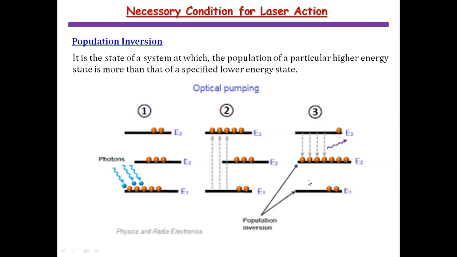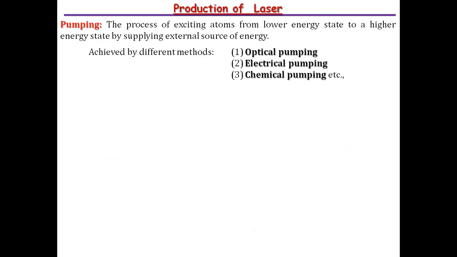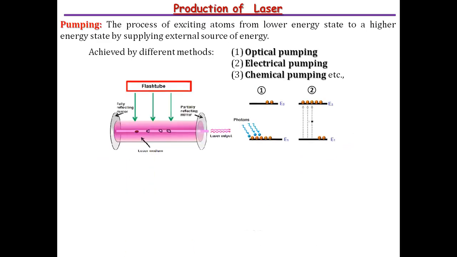Let us move forward. Pumping, or excitation of atoms, can be achieved using the optical pumping method, electrical pumping method, and chemical pumping method. Here you can see this diagram shows the optical pumping phenomenon. Here we have an external light source, a flash tube. A flash tube is a light source which produces light flashes. These flashes will fall on the active medium and excite it. This is known as pumping.